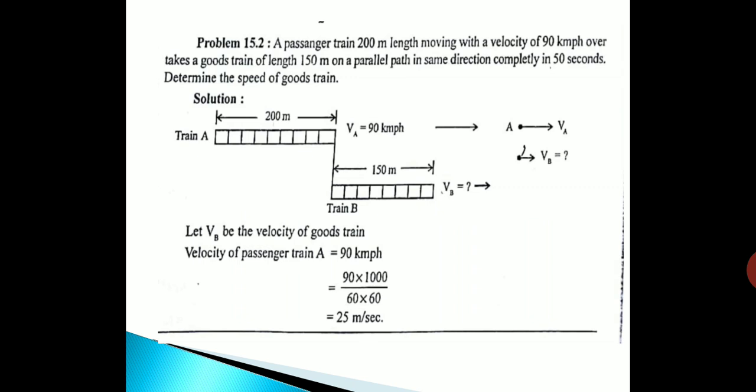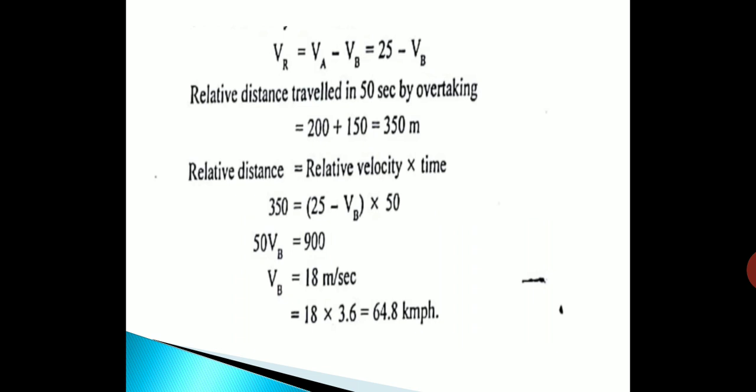Firstly, we have to note that the velocity of train A is given in kilometer per hour, which we have to convert into meter per second, which is done as 90 into 1000 divided by 60 into 60. The 1000 converts kilometers to meters, and 60 into 60 converts hours to minutes and finally to seconds. So we get 25 meters per second as the velocity of train A, which is the given data itself. Now let us come to the concept of relative velocity.